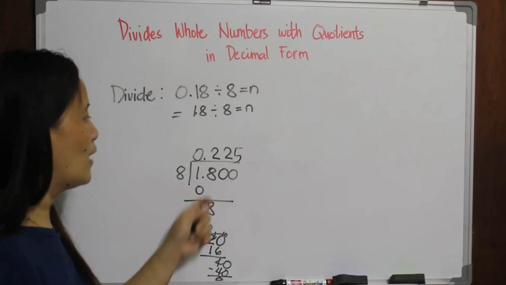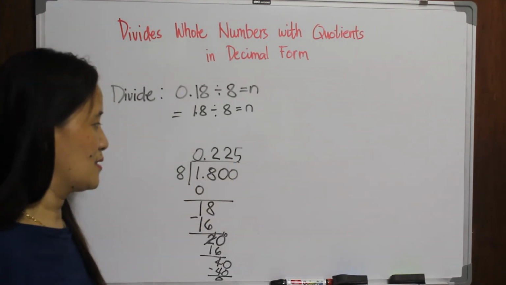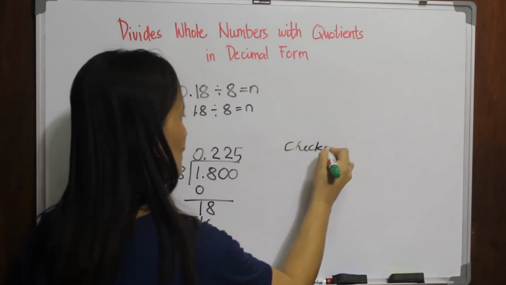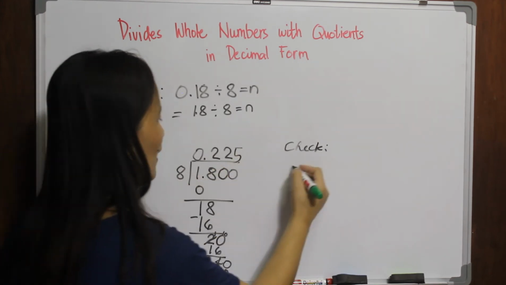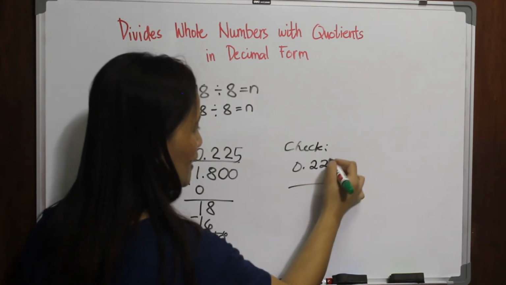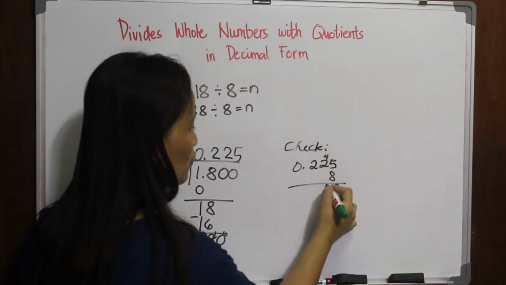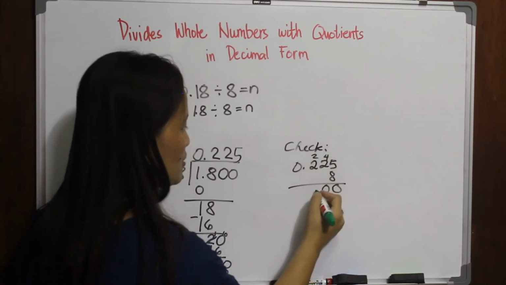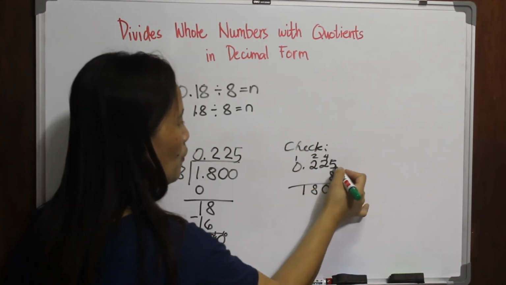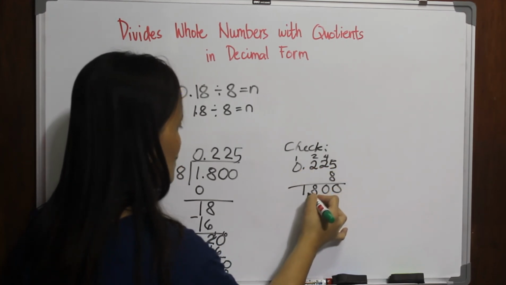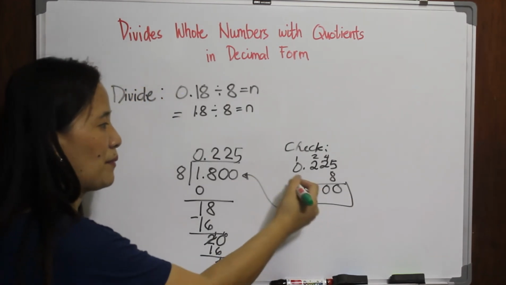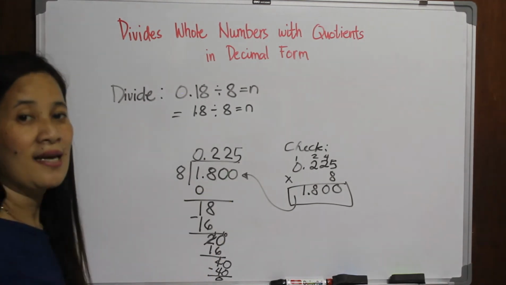So, our answer, that is 225 thousandths. So, to check, let us check if our answer is correct. So, again, multiply lang natin itong dalawa. 8 times 5, 40, carry 4. 8 times 2, 16, plus 4, 20, carry 2. 8 times 2, 16, plus 2, 18, 8, carry 1. 8 times 0 is 0, plus 1 is 1. So, 1, 2, 3 decimal, 1, 2, 3 decimal. So, ibig sabihin, we got the correct answer kasi yung ating sagot sa pagmumultiply ay same sa ating dividend.